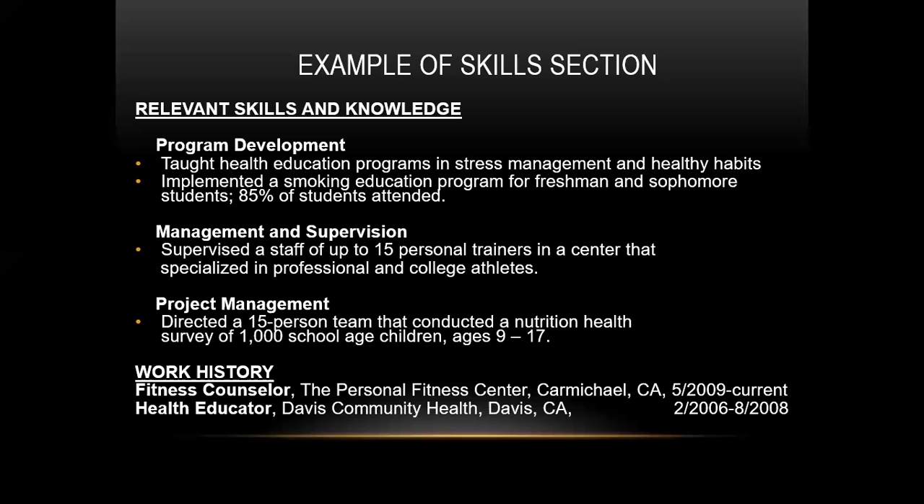And so when you get to your work history, all you'll list will be the job title, fitness counselor, the place you worked, the personal fitness center, Carmichael, California, and the dates. Then underneath that, you'll go right into the next place, health educator, Davis Community Health, Davis, California, and the dates that you worked in that place. So this is a different way to go. It might work for some people and others it might not, but if it works for you, try it out.